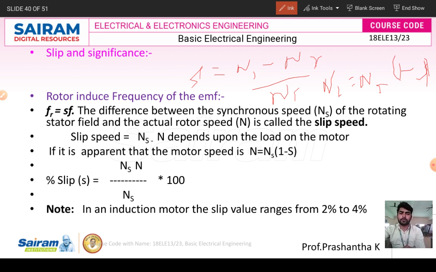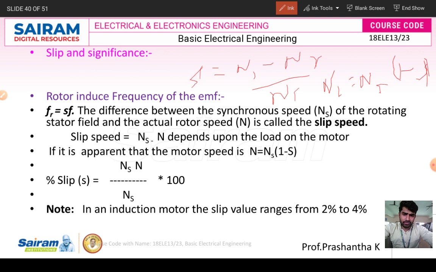If slip is equal to 1, right? But if slip is more than 1, what happens? Nr, the rotation, is in the minus direction, right? And also if slip is greater than 0 and less than 1, that is motor. Slip less than 0, that is generator. Slip more than 1, that is braking region. That is the significance.